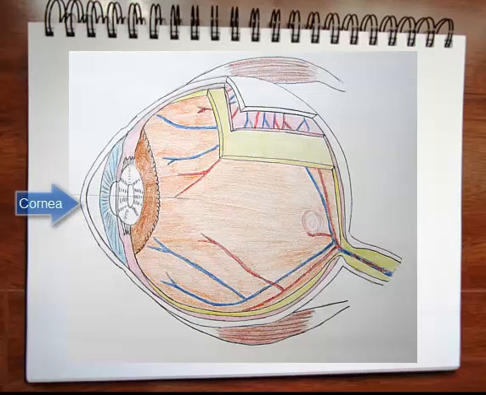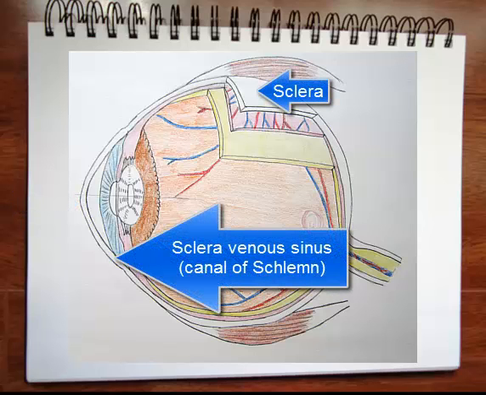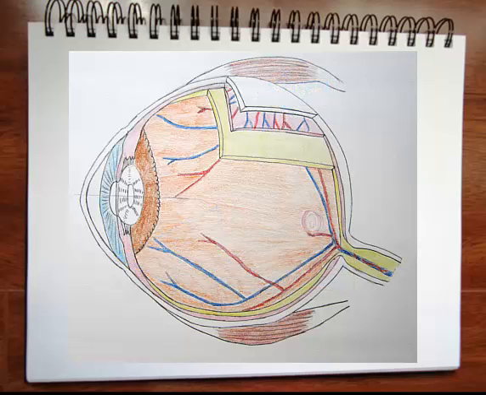The cornea is a transparent dome-shaped tissue that is superficial to the iris. Light enters the eye through the cornea and gets refracted, or bent. The scleral venous sinus, or canal of Schlemm, is located in between the cornea and the sclera. It is a canal that connects the vein in the sclera to the aqueous fluid in the anterior of the eye and is involved in drainage of fluids.